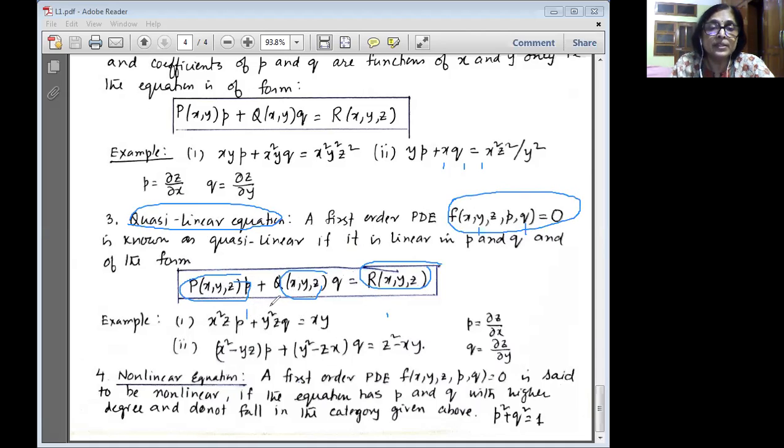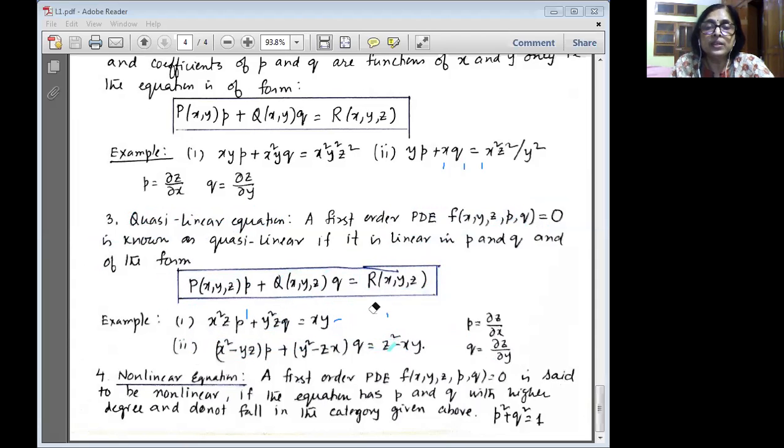So for this example, this has degree 1, there is no z here; you can put it as z to the power 0, it doesn't matter. Here p has got degree 1, q has got degree 1, and z has got degree 2 here. So in this case, we can say that these types of equations are called quasi-linear equations.